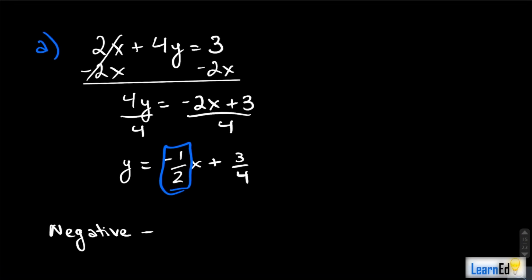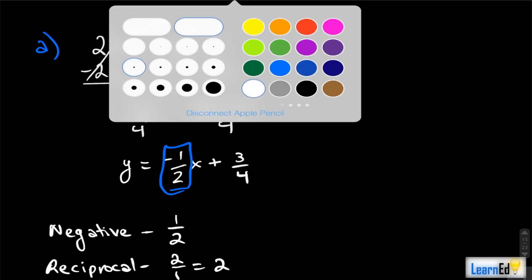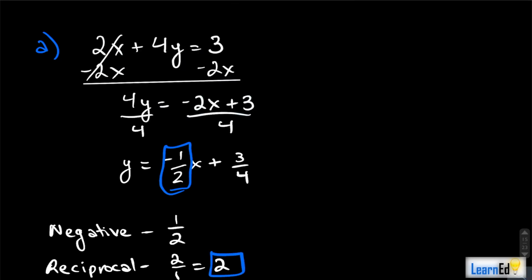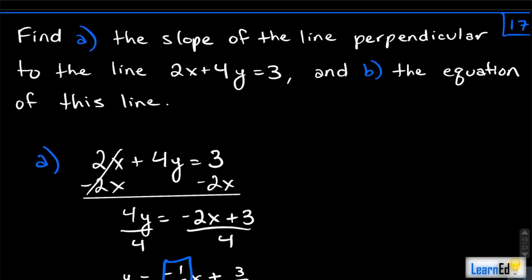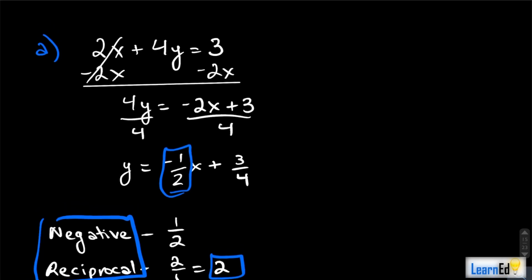If we make this negative, we end up getting 1/2, because it's already negative. And if we do the reciprocal, then we get 2 over 1, which is just 2. Since we now have done the negative reciprocal, 2 is the slope of a line perpendicular to this line right here. So that's the answer for A.